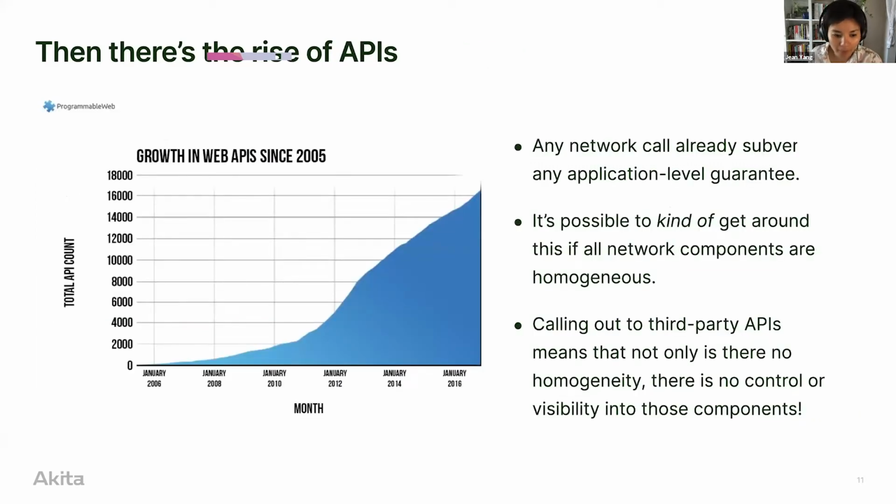And then, during this whole time, we also saw the rise of the API economy. For anyone who isn't completely steeped in the world of formal programming language design or software verification, it may not seem like a big deal that there are network calls to third-party services happening all over the place. So I'll break it down really quickly. From the very extreme world I was in, any network call already subverts an application-level guarantee.